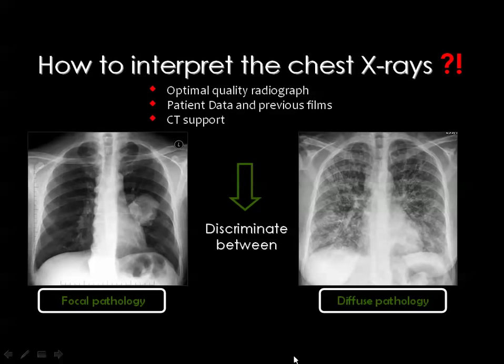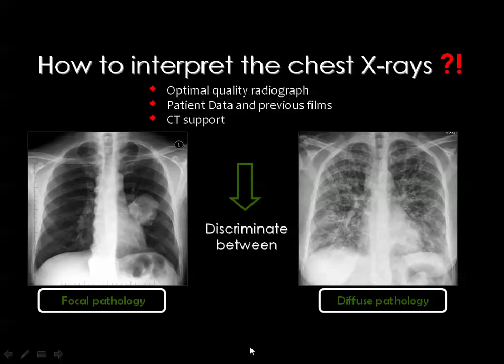And if you cannot reach the diagnosis from the plain films, you should have the CT support. Then, putting the chest X-ray on the viewer, you have to discriminate between two main pathologies. The first one is the focal lung lesion, and the second one is the diffuse lung disease. By focal lung lesion, we mean that we have a lesion or two or three or four, but the rest of the lung fields are clear. Diffuse lung pathology means that both lung fields are involved by disease.